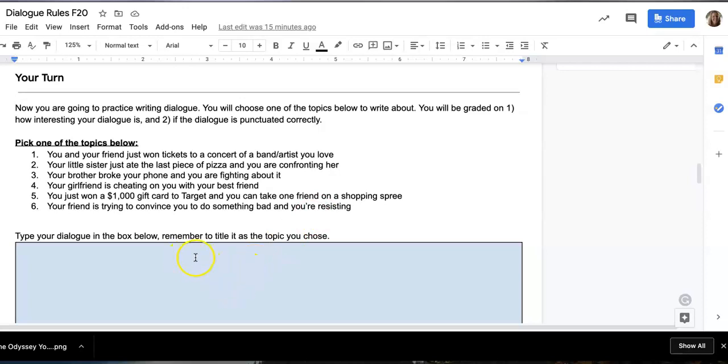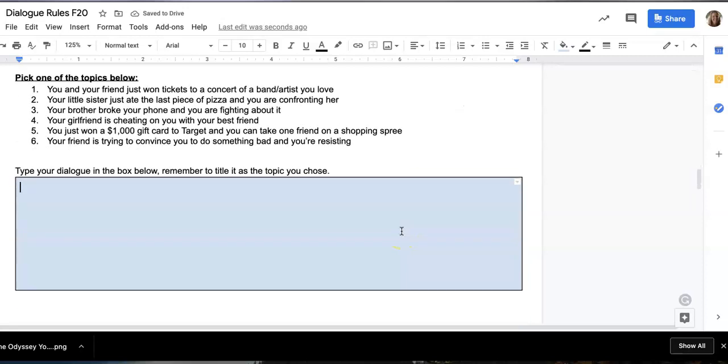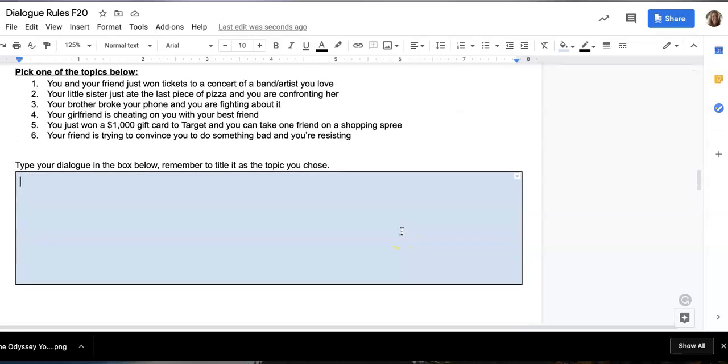You're going to type your dialogue in this box below and make sure you title it with whatever topic you chose. So let's say you decided that you were going to write about number 3. You're going to copy that and put it into the dialogue box, and then you'll go ahead and begin your dialogue. Okay, take out this part of it like that. I will give you more directions in class, but I wanted you to know and understand what your assignment was. Let me know if you have any questions.